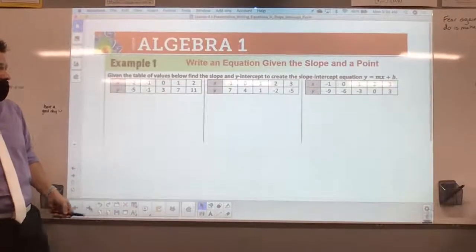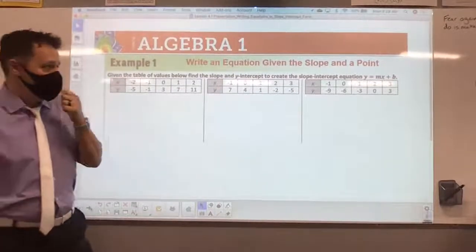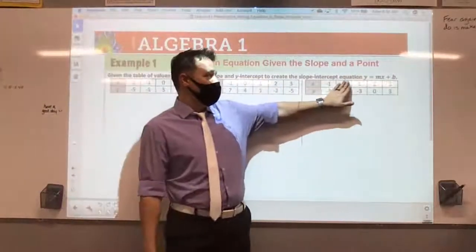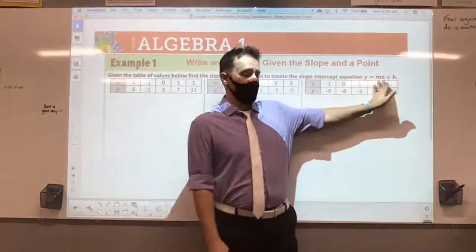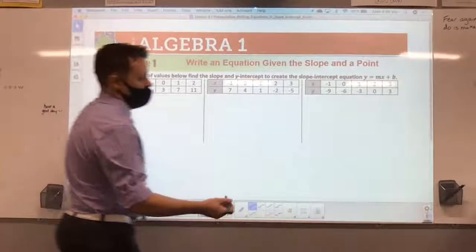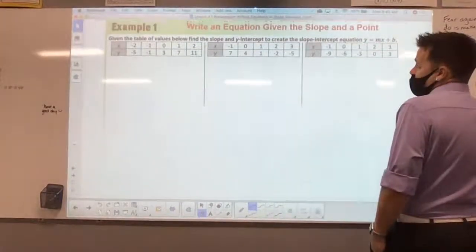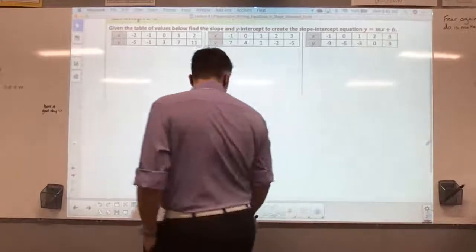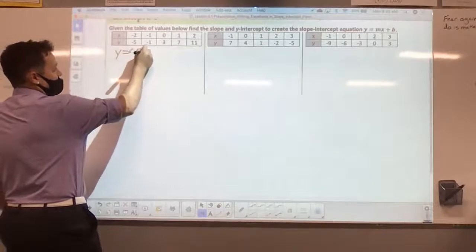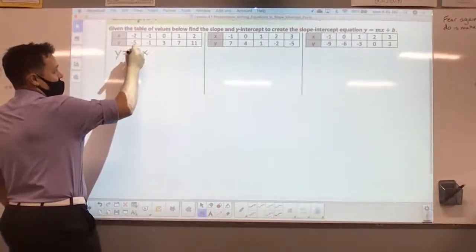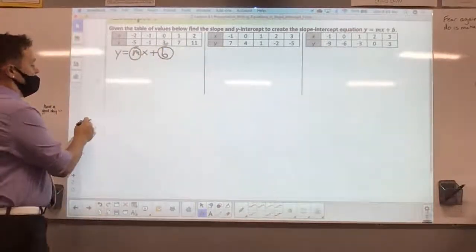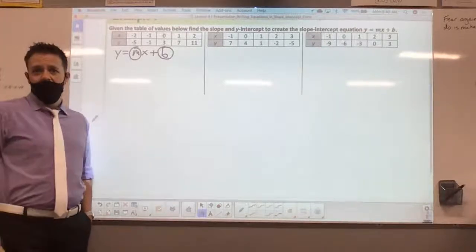So sometimes you're going to be given a table of values this year, especially on the homework, okay? I want you to find the slope and the y-intercept to create what? y equals mx plus b. That's your main goal. All right, given this, can you tell me what is given? We're trying to find two different things here. We know x is given to us, and we're trying to find the m, and you're trying to find the b.